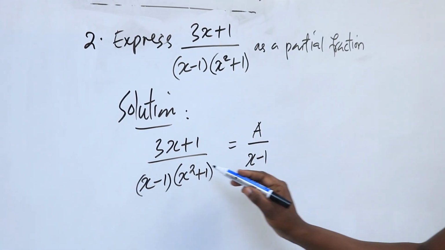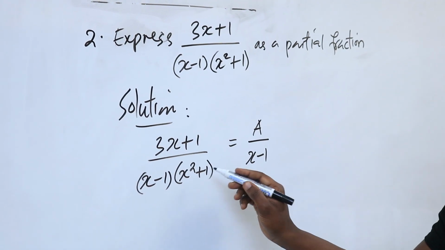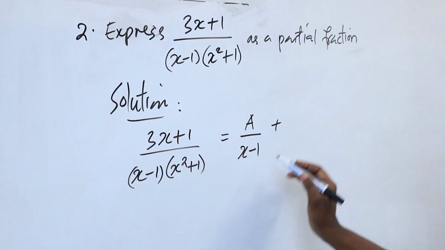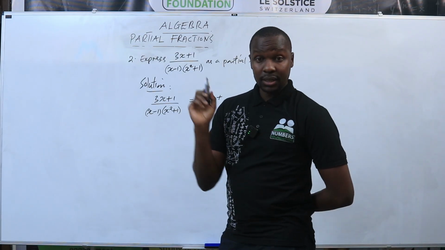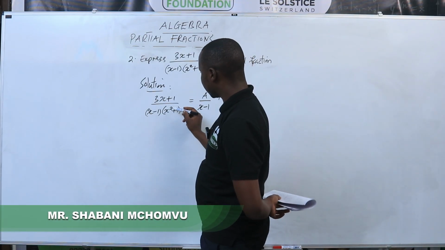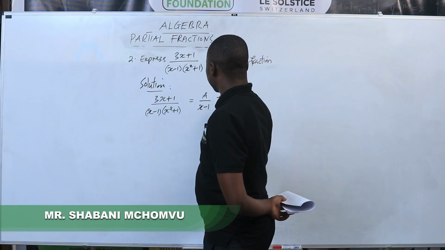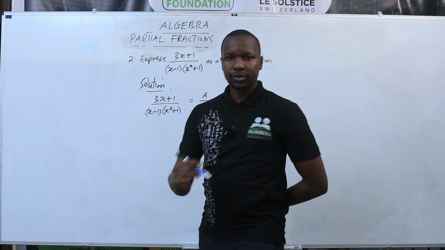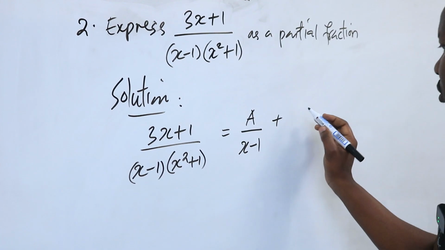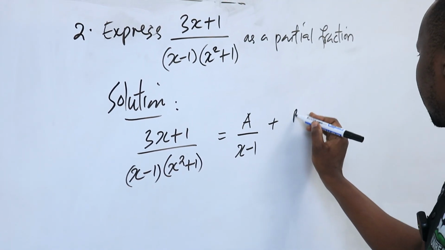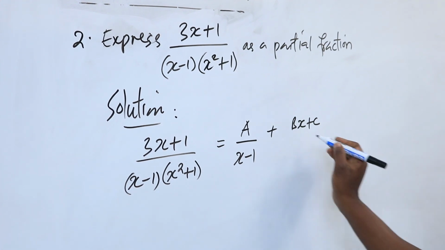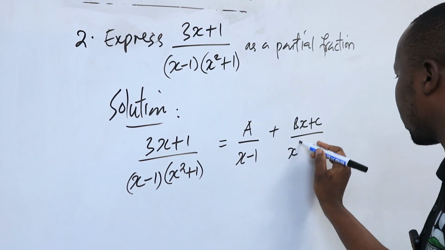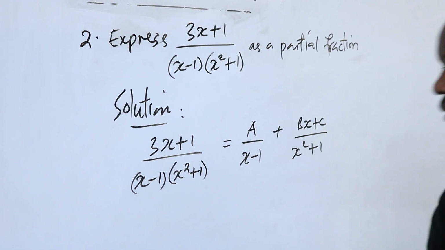But for the case of the quadratic factor, how can it be expressed in partial fractions? Because this factor has a quadratic term, the numerator has to be a linear factor. So it goes like bx plus the constant c, over x squared plus 1.